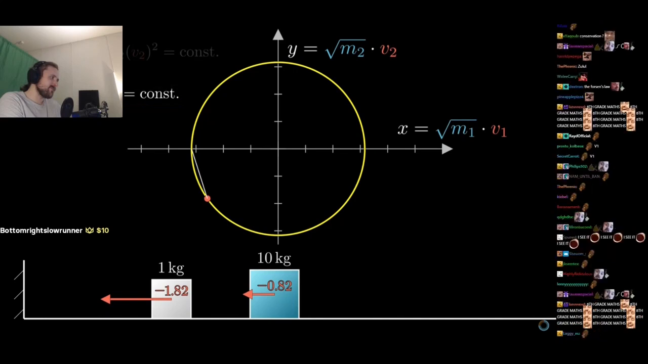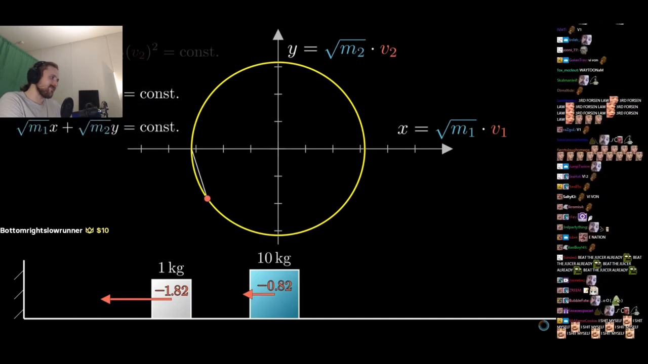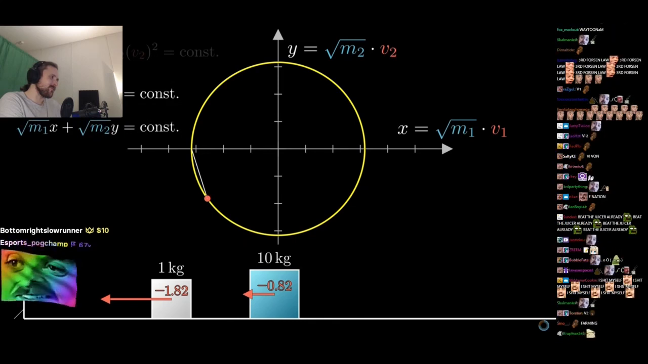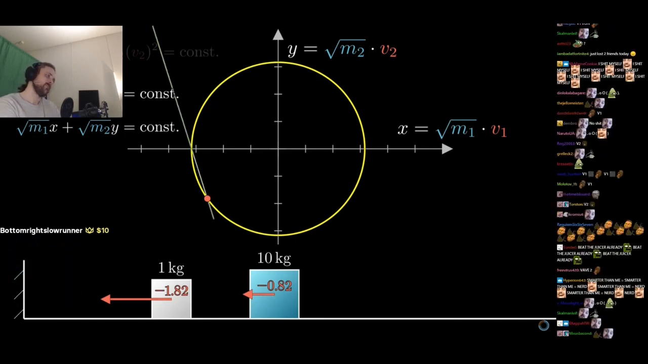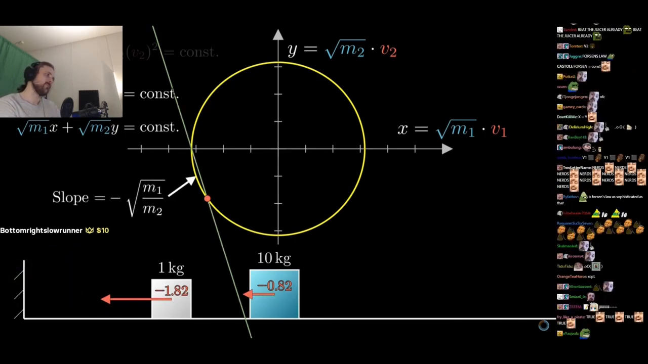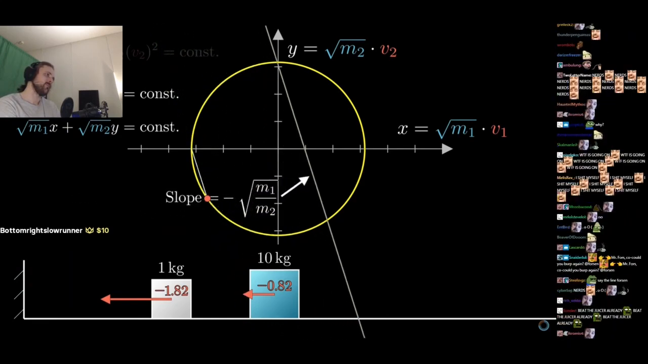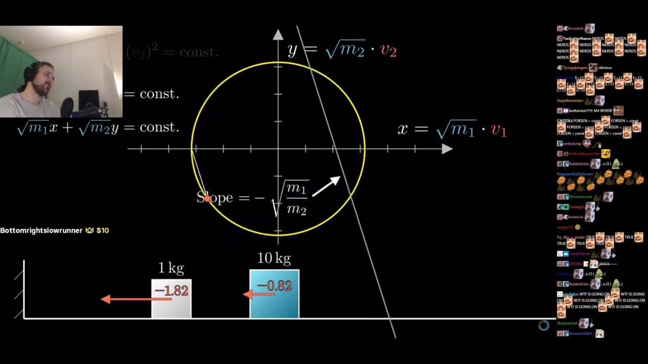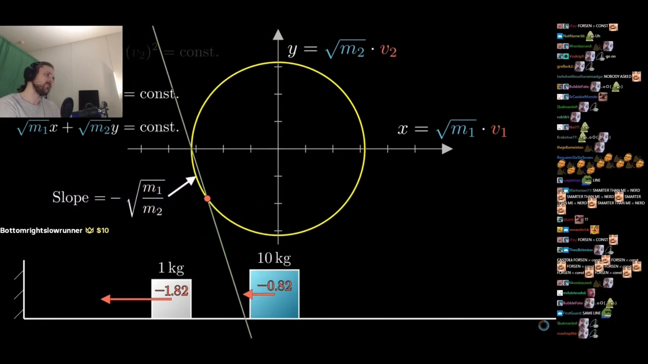In our rescaled coordinates, that looks like saying square root of m1 times x plus square root of m2 times y equals some constant. And that's the equation for a line, specifically a line with a slope of negative square root of m1 over m2. You might ask which specific line, and that depends on what the constant momentum is. But we know that it must pass through our first point, and that locks us into one choice.